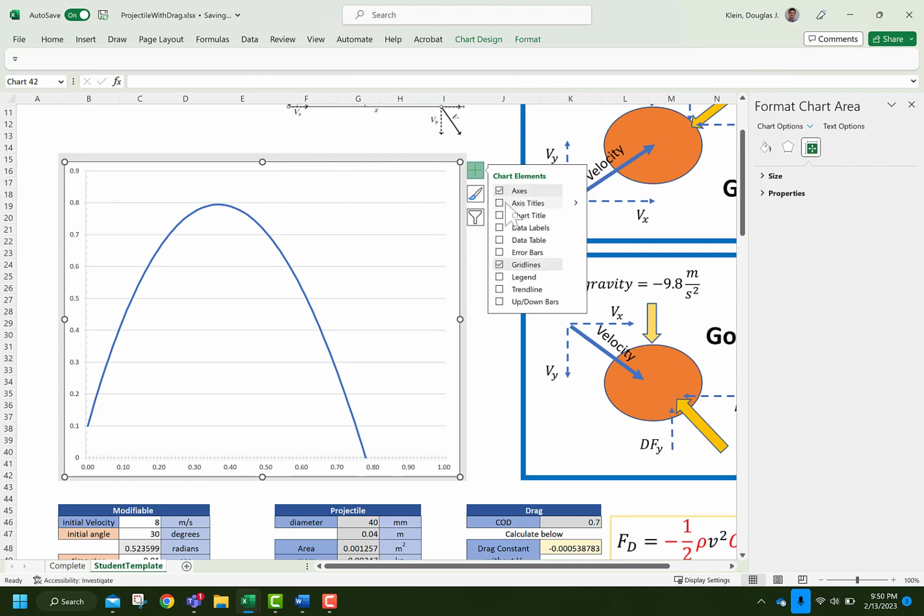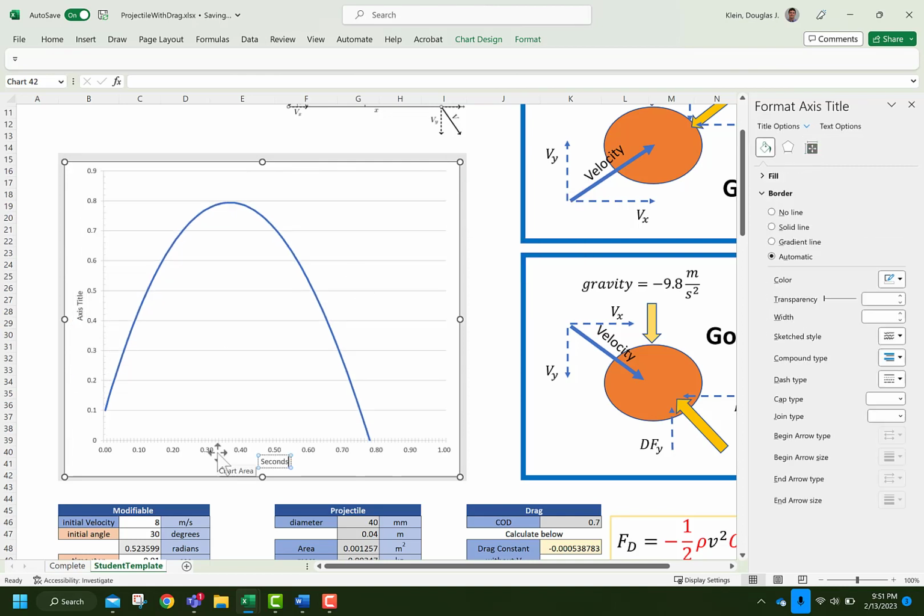And I'm going to add axis titles. Seconds. And this is Y position in meters.